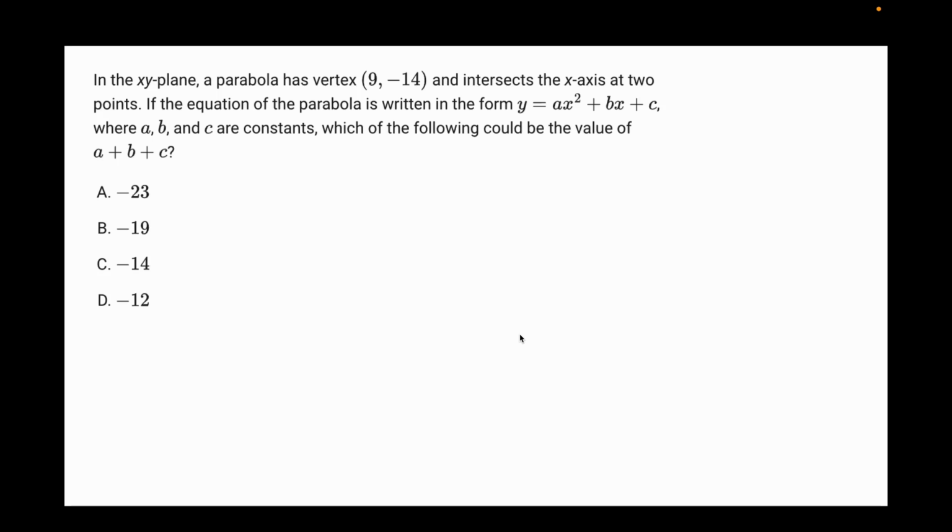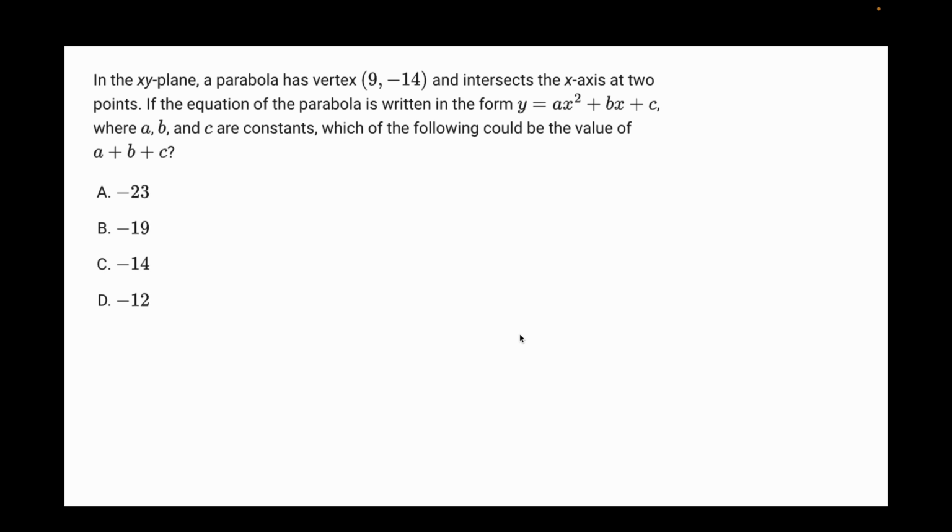Solve this hard SAT problem. In the xy plane, a parabola has a vertex at (9, -14) and intersects the x-axis at 2 points. If the equation of the parabola is written in the form y equals ax squared plus bx plus c, where a, b, and c are constants, which of the following would be a plus b plus c?